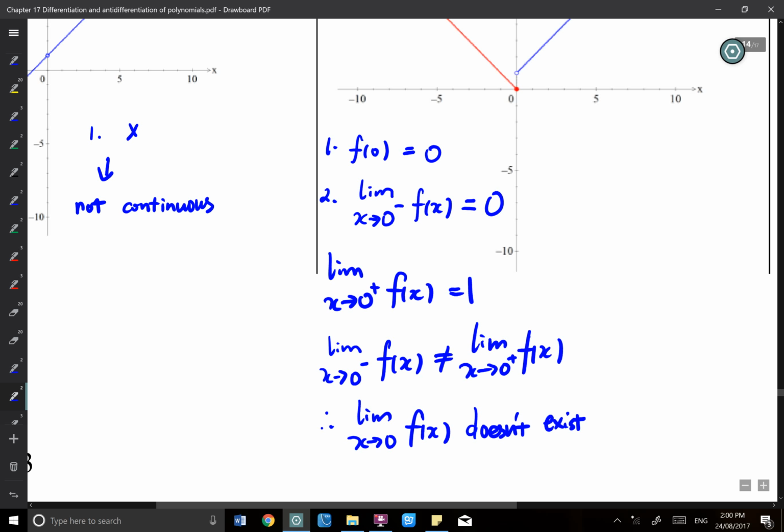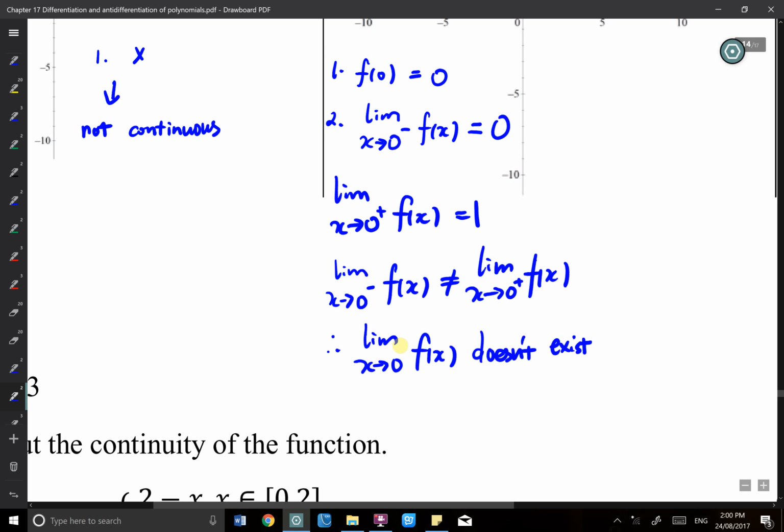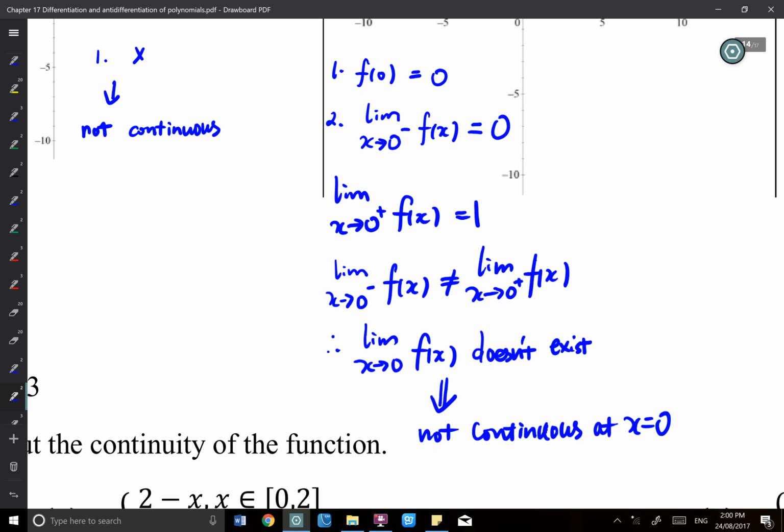When you want the limit to exist, you say left equals 0, right equals 0, left equals right, then the limit exists at that point. It's exactly the same. So I can make the conclusion now: not continuous at x equals 0. It's not going to be continuous anymore. It already failed condition number 2. The 3 conditions must all be satisfied.